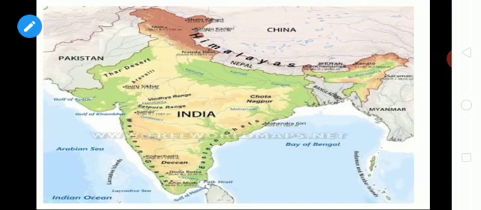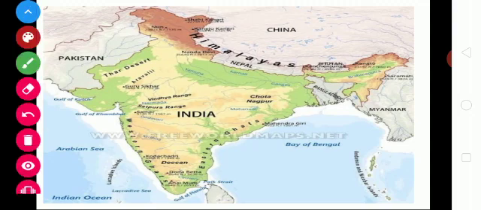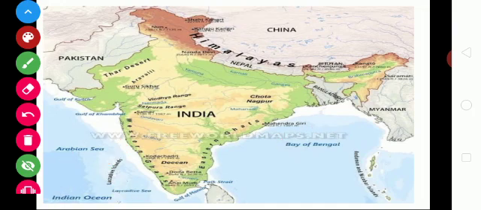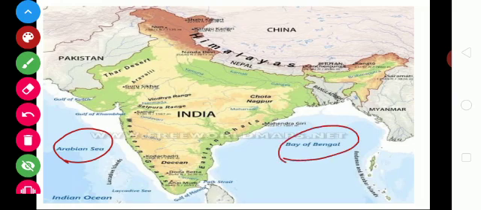Look at the map here. India is surrounded by water on its three sides: Arabian Sea, Bay of Bengal and Indian Ocean. So India is called a peninsula, because India is covered by water on its three sides. The Arabian Sea lies to the west of India, the Bay of Bengal lies to the east of India, and the Indian Ocean to the south of India.